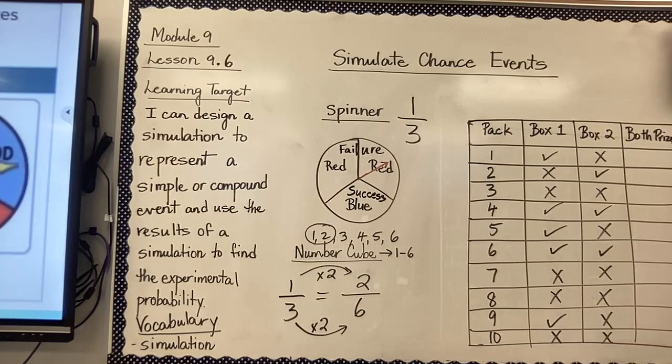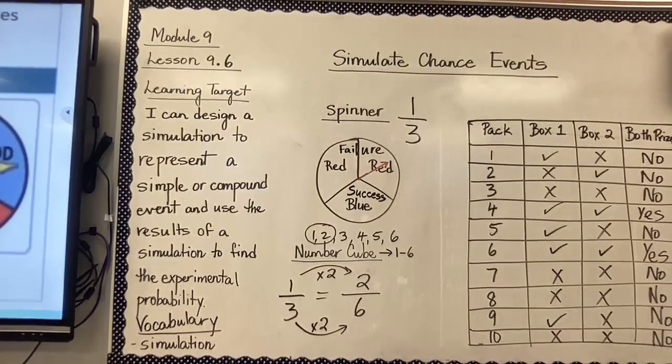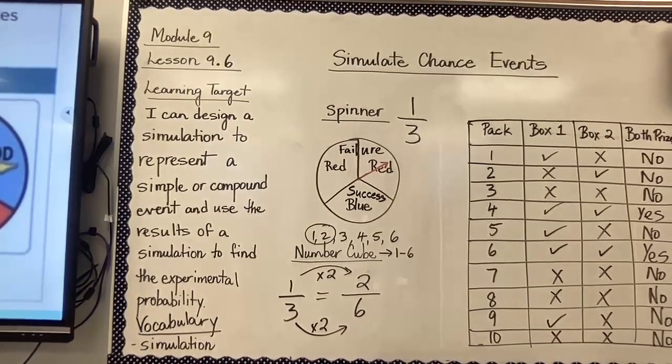Okay, and so let's look at both prizes. Which ones have both prizes that have been selected? So here, no, no, no, yes, no, yes, no, no, no, and no. So let's look at that table. And these are the sample results which have been shown in the table.